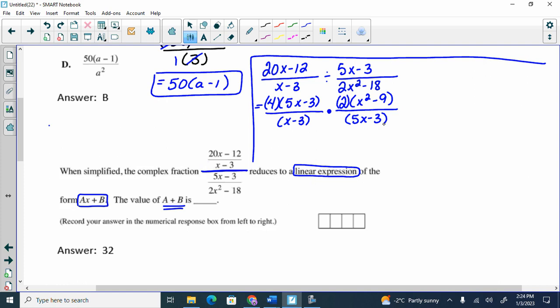Before I do any simplifying or NPVs, I need to change that x squared minus 9 into a difference of squares, two factors. So I'm going to get 4 times (5x minus 3), all over (x minus 3), times 2 times (x plus 3)(x minus 3), all over (5x minus 3).